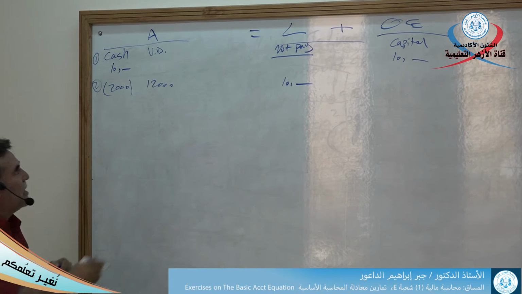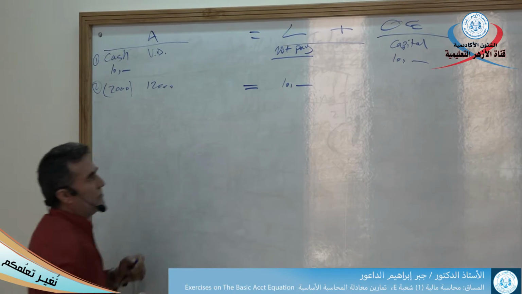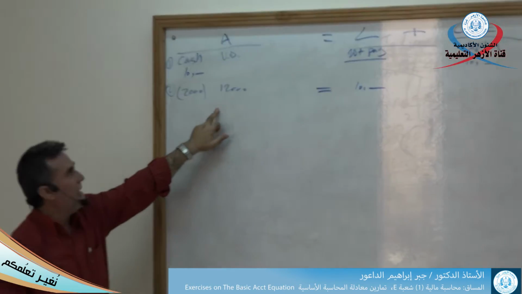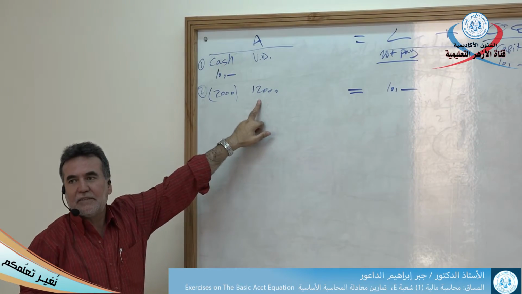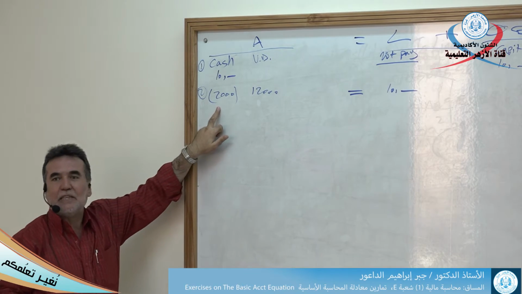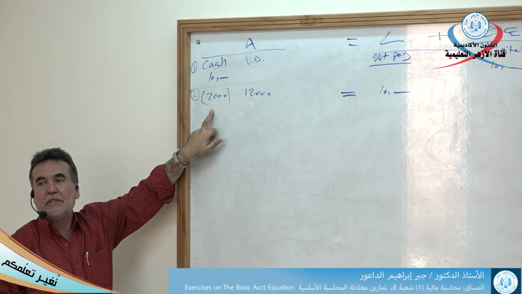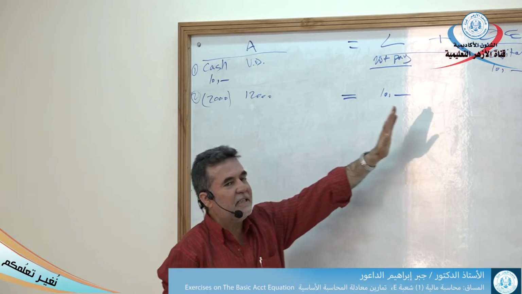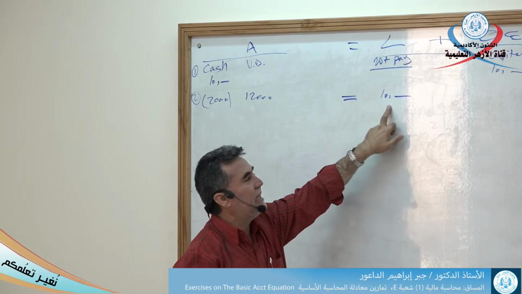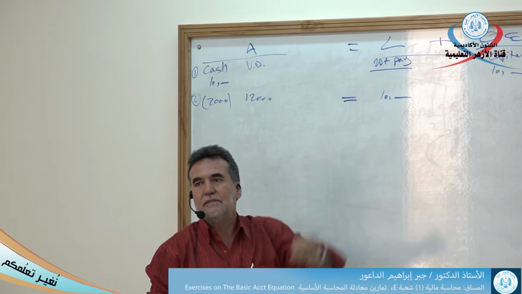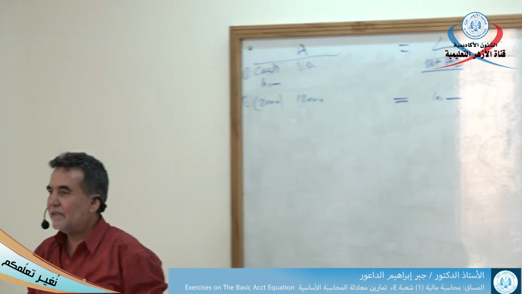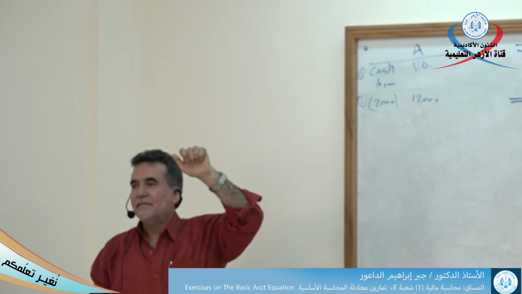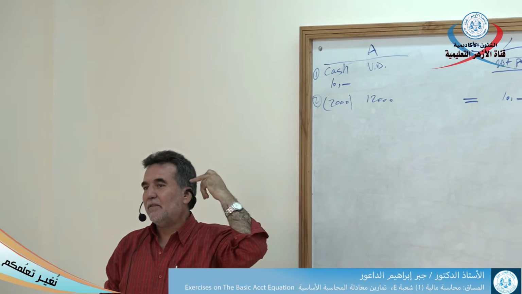So, after these transactions, the asset side increased by 12,000 and decreased by 2,000. So the total will be increased by 10,000. The other side, which is the liabilities side, increased by 10,000. Okay. Clear? طيب. الناس اللي ورا يسمعوا.